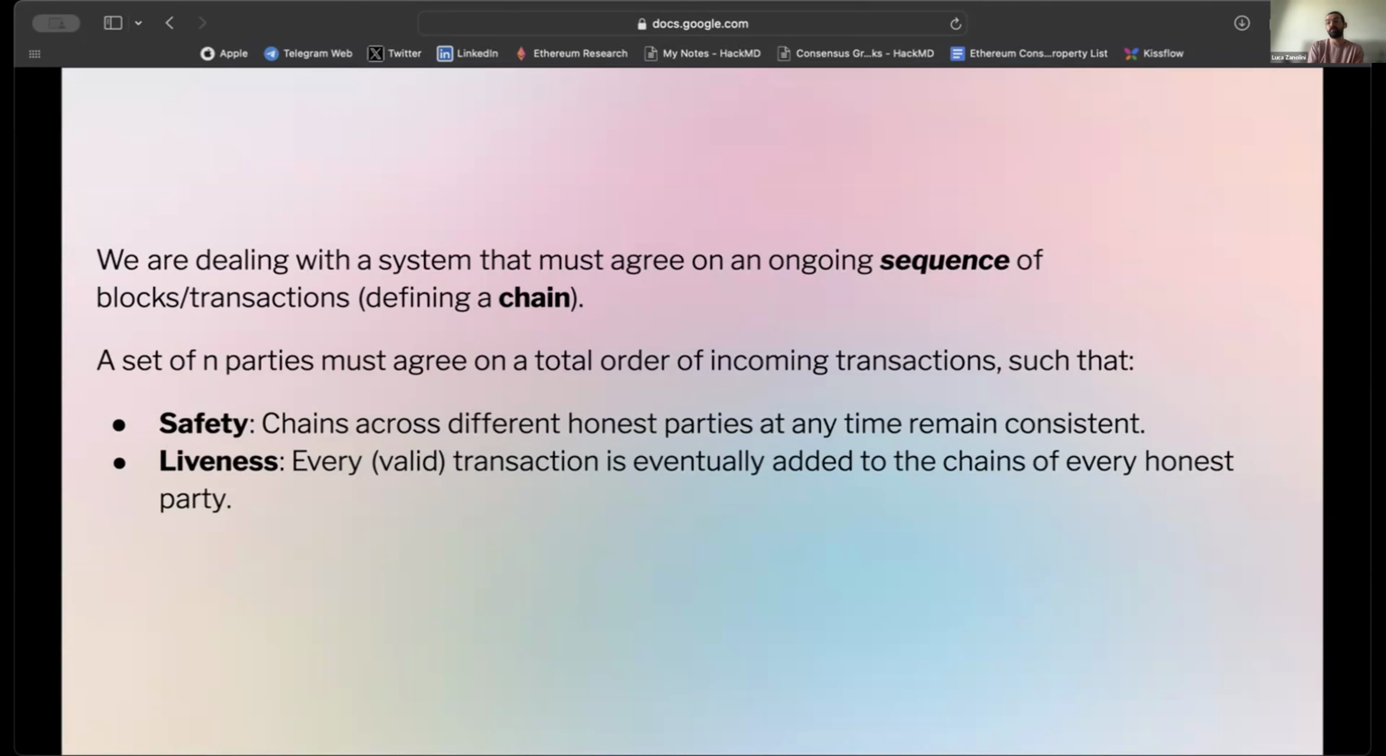And we want two properties to be satisfied all the time. One is safety, which ensures that chains across different honest parties at any time remain consistent, and the other is liveness, which ensures that every valid transaction is eventually added to the chain of every honest party. Of course, there are also some nuances in the safety property, in the sense that one can have probabilistic safety guarantees or deterministic safety guarantees, but let's not go too much into details. Let's just focus on the fact that what we are trying to build here is a protocol that guarantees these two properties so that everything is consistent, safe and reliable.